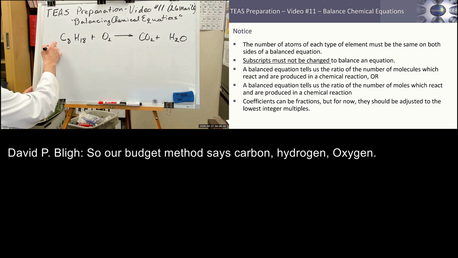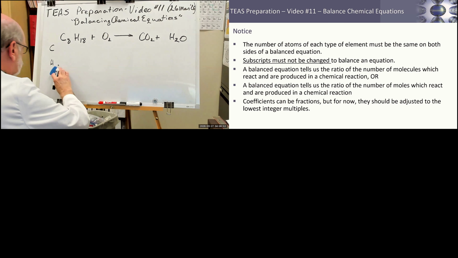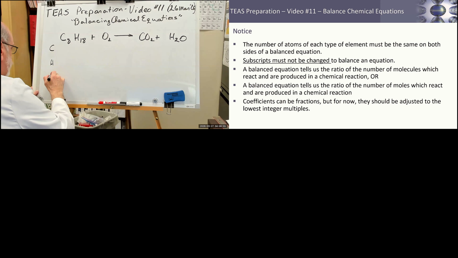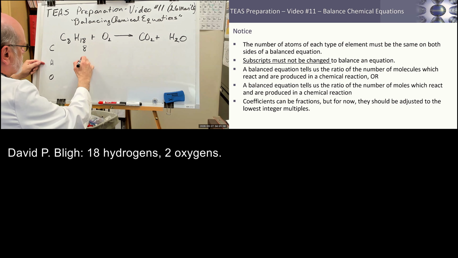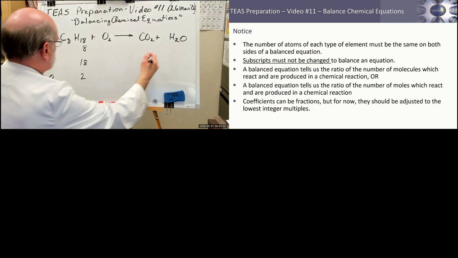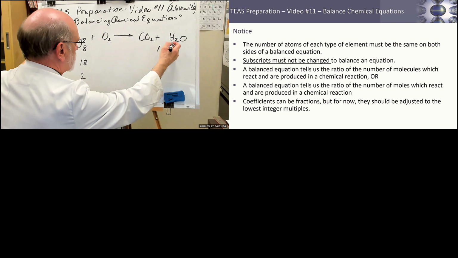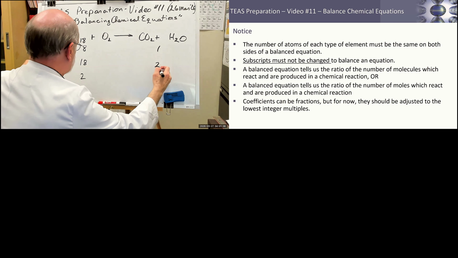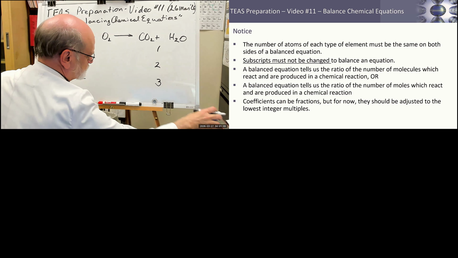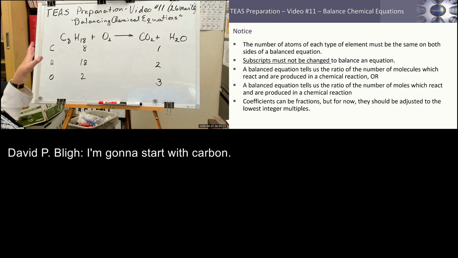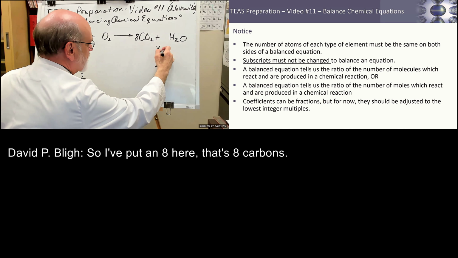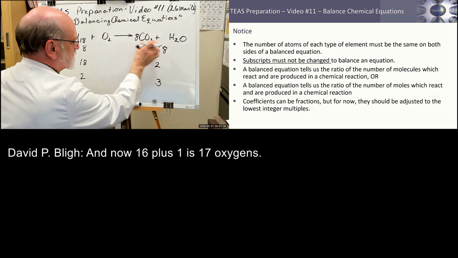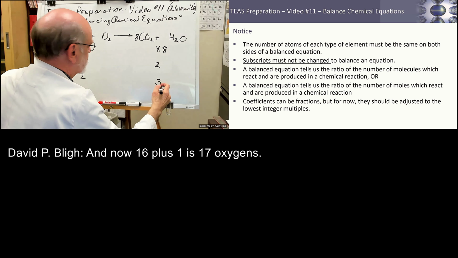So our budget method says carbon, hydrogen, oxygen. Right? 8 carbons, 18 hydrogens, 2 oxygens. 1 carbon, 2 hydrogens, and 3 oxygens. Okay. I'm going to start with carbon. So if I put an 8 here, that's 8 carbons. And now 16 plus 1 is 17 oxygens.